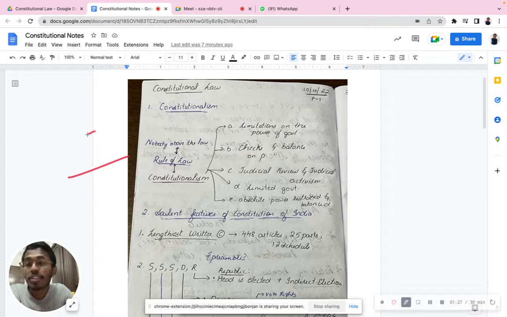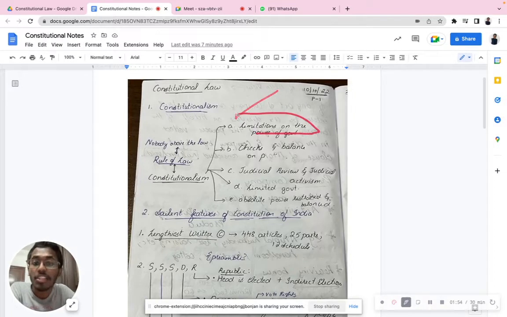Now just imagine if the legislative and executive have complete powers, do you think a country will run properly? No. Legislative will take their own decisions, executive will take their own decisions, they can violate the rights of the citizens of the country, they can violate the fundamental rights, so that should not happen. That's the reason we have something called constitutionalism. Who is responsible for maintaining it? That is our judiciary. It provides limitations on the power of government.